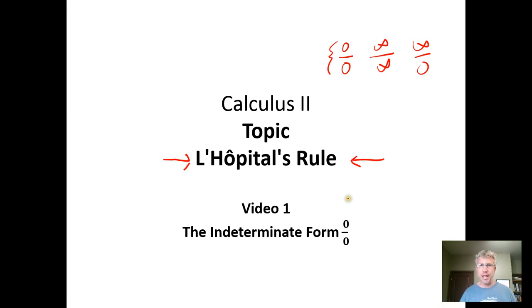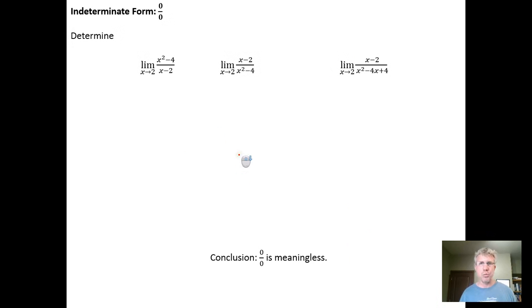First, we want to have a quick conversation about the indeterminate form 0 over 0, and we want to get at why we need a technique for dealing with it. We want to determine that there's an issue with the indeterminate form 0 over 0. So here I have three limits, and you can remember from Calc 1 last semester you learned to find limits of some functions.